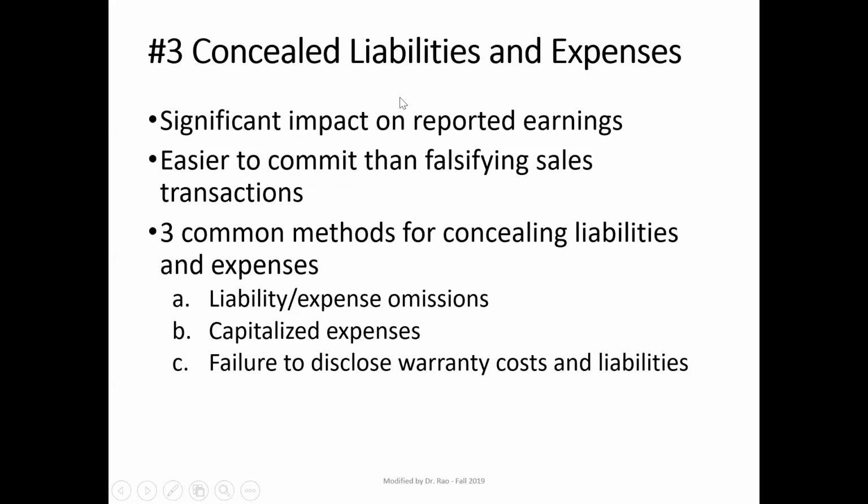Okay. Concealed liabilities and expenses. This has a significant impact on reported earnings. And how does this happen? It happens by way of just completely omitting the liability or expense. So at the end of the period, I have an adjusting entry I need to make: salaries expense debit, salaries payable credit. By completely omitting that entry, I've omitted the recognition of an expense, which would lower my net income, and I've omitted the recognition of a liability in my books.